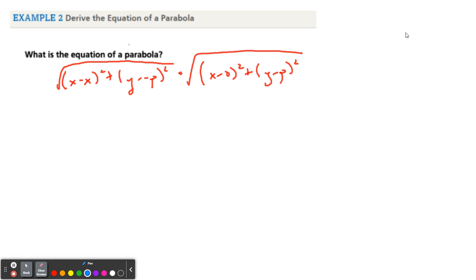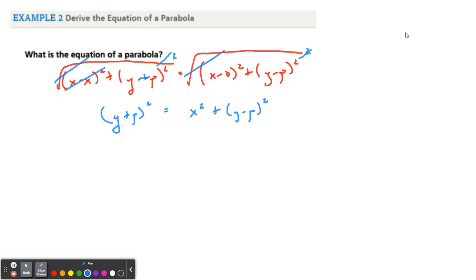Next, I'm going to square both sides to get rid of the square roots. So that's going to cancel, that's going to cancel. What's going to happen here is x minus x is 0, so that goes away. This minus minus becomes plus. So this side is just (y plus p) squared. And that's going to equal, over here, x minus 0 squared, which is just x squared, plus (y minus p) squared.